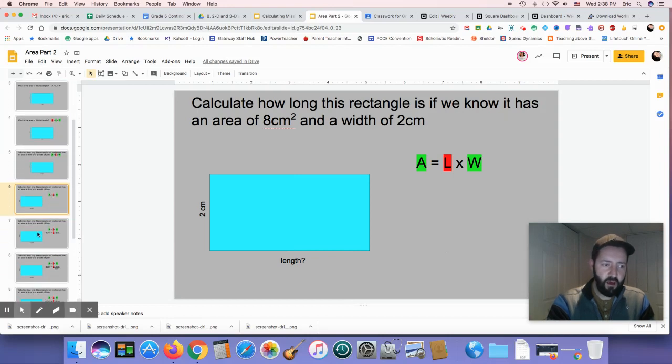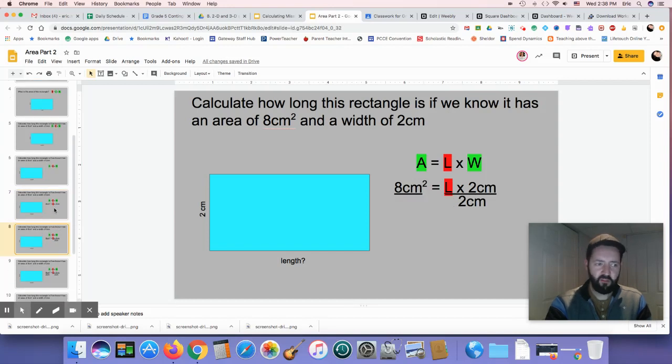And now what I want us to do in order to solve a question like this is we're going to take the two values that we know. We know that there's an area of 8 centimeters squared, so we're going to plug that in here for the A. We also know that it has a width of 2 centimeters, so we're going to plug that number in for the W here. And we can do that on the line below. So that's going to look something like this. 8 centimeters squared equals our missing length times 2 centimeters, okay?